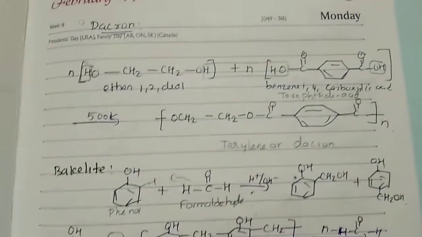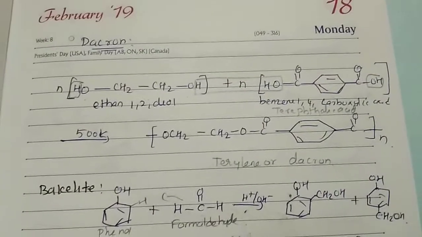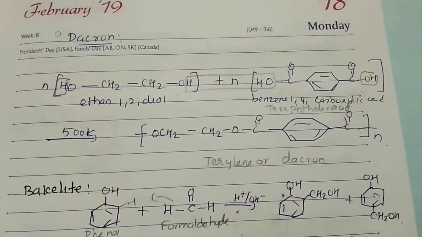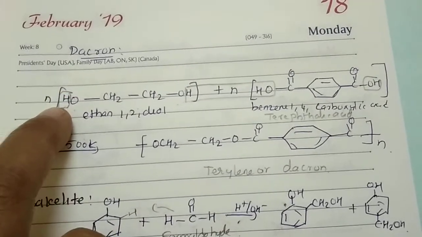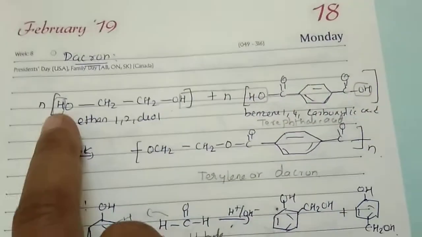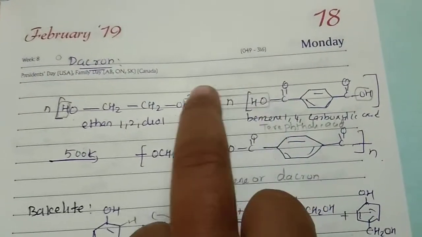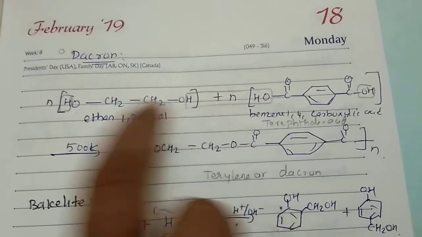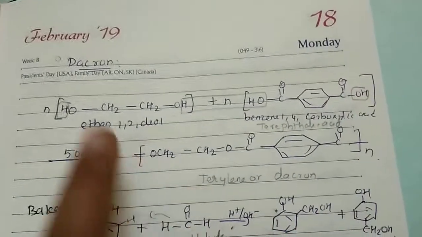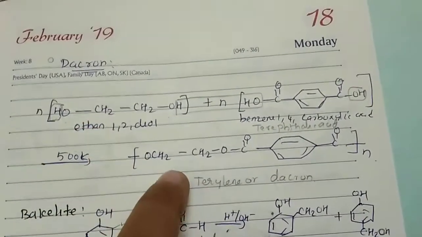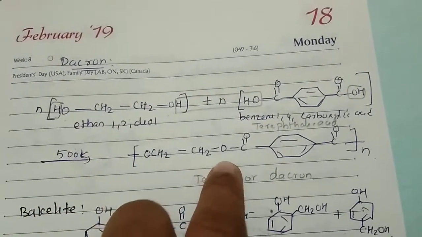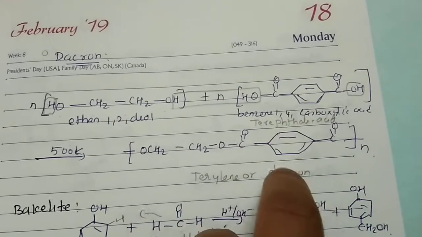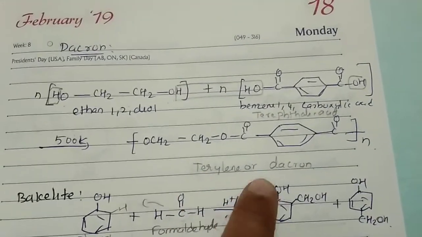Okay. Next, Dacron. Ethane 1,2 diol and benzene 1,4 dicarboxylic acid, or terephthalic acid. Here removal of water takes place, from this H, from this OH. Then H2O removal, then H, OH removal. So remaining balance OCH2CH2O, then CO, the structure with CO, n times. This is terylene and Dacron.